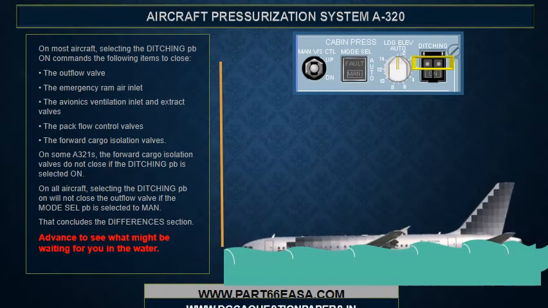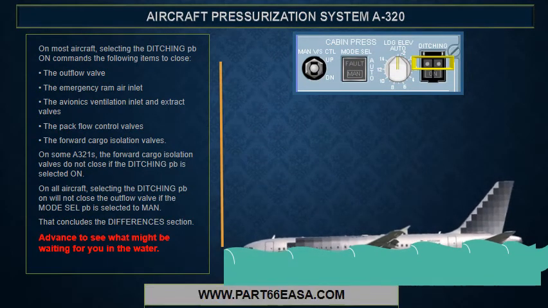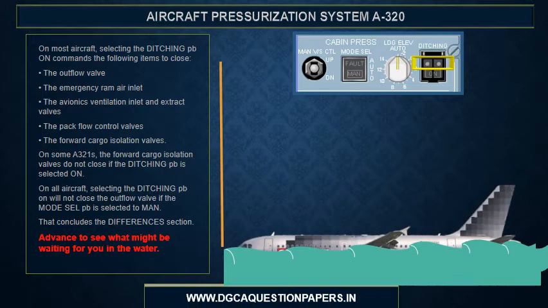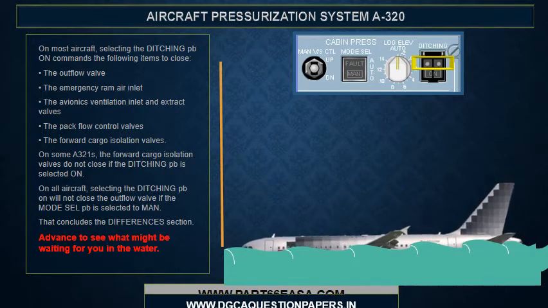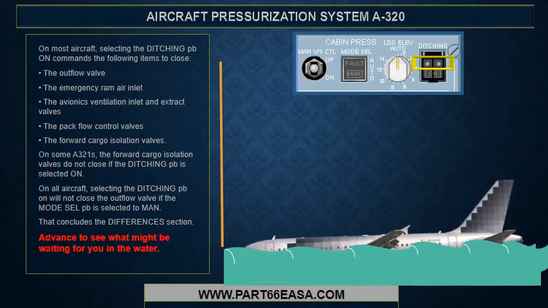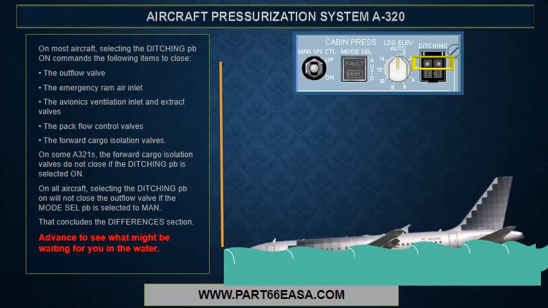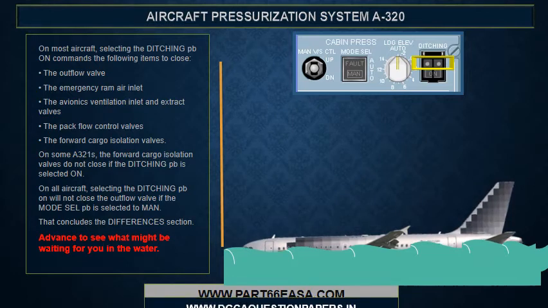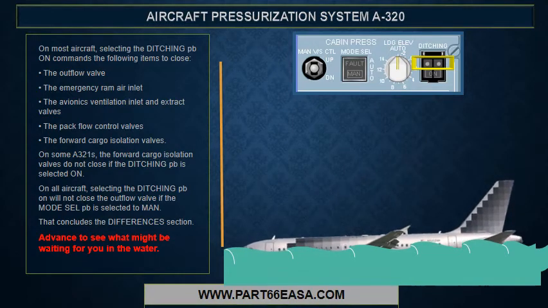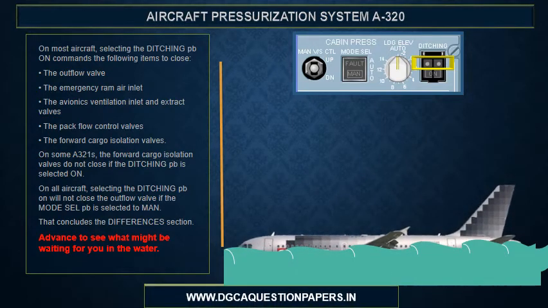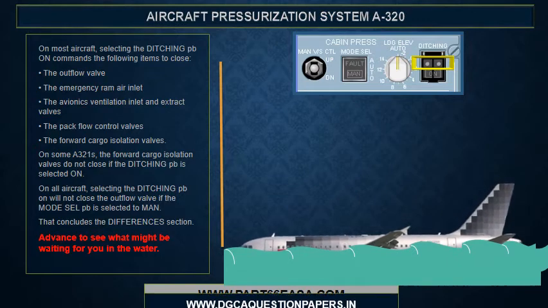On most aircraft, selecting the ditching push button on commands the following items to close: the outflow valve, the emergency ram air inlet, the avionics ventilation inlet and extract valves, the pack flow control valves, and the forward cargo isolation valves. On some A321s, the forward cargo isolation valves do not close if the ditching push button is selected on.